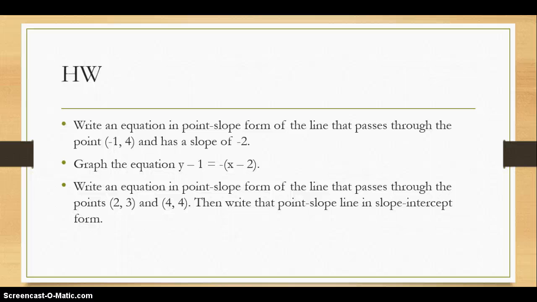So homework. Write an equation in point slope form of the line that passes through the point -1, 4 and has a slope of -2. Graph the equation y minus 1 equals negative something, parentheses x minus 2. Think about the number that occurs before this parentheses here. And then write an equation in point slope form of the line that passes through the points, and I give you those points, and then write the point slope form in slope intercept form.